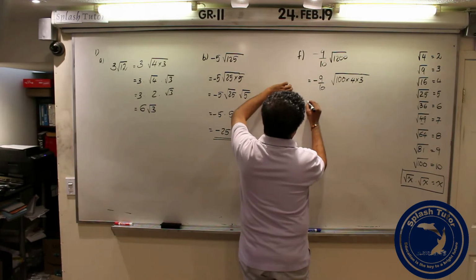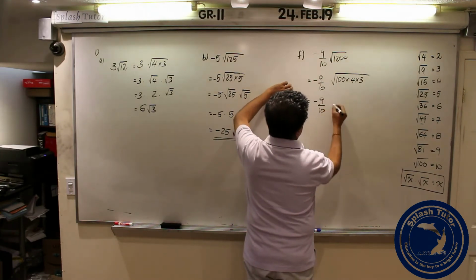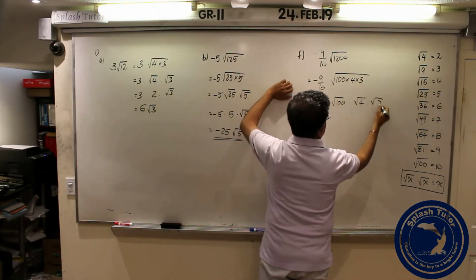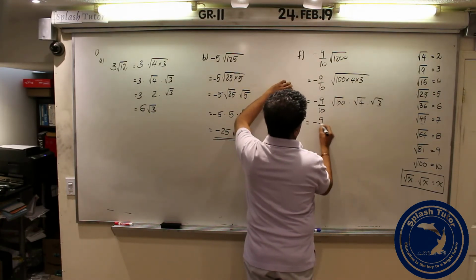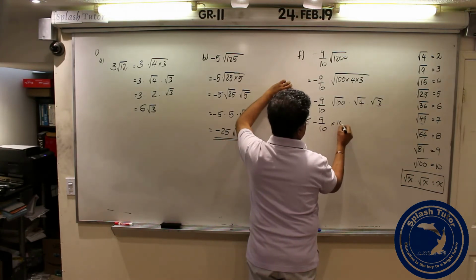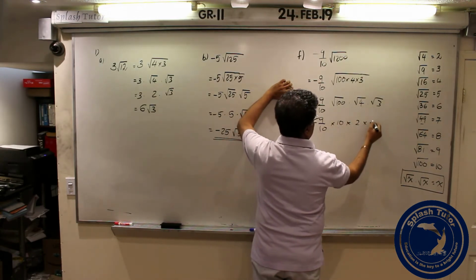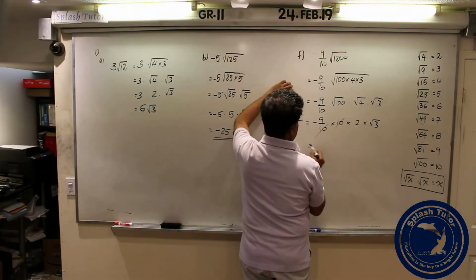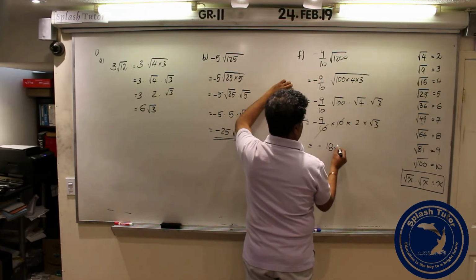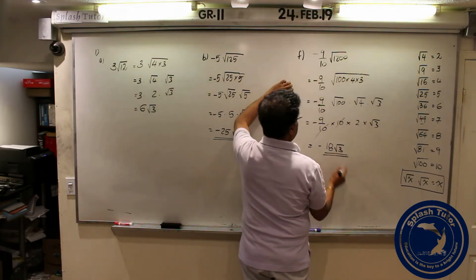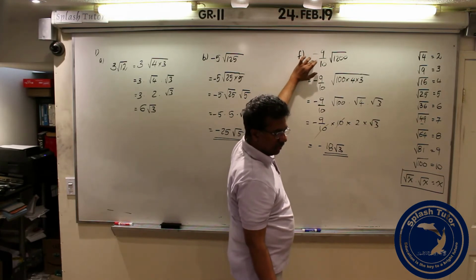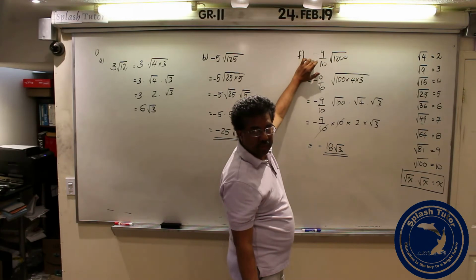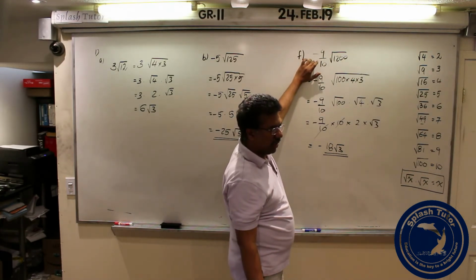Now I'm going to do this: minus 9 over 10 times root 100, root 4, root 3. Root 100 is 10, root 4 is 2, root 3. So the 10 cancels here, and I got minus 18 root 3. That is the simplified version of this. Yes, everyone got it? You got the concept now, right?